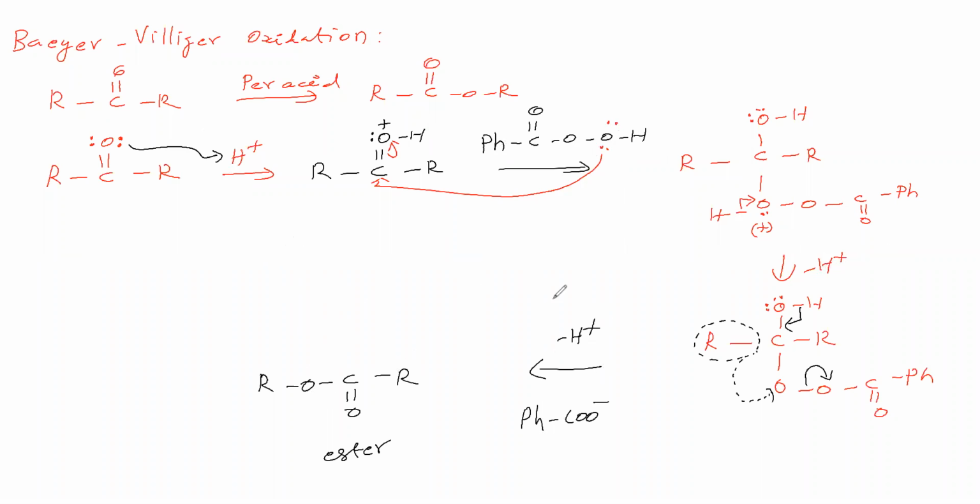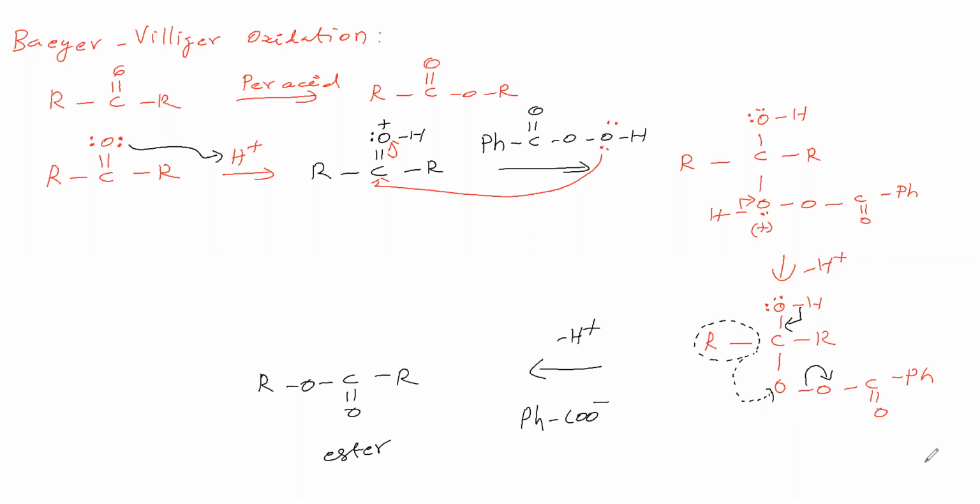Here migration takes place. What is migrating here? Both are R groups, therefore we have made one R group migrate. Sir, what about migration tendency? If this R and this R are different, how will the migration tendency be? That point we have to see.